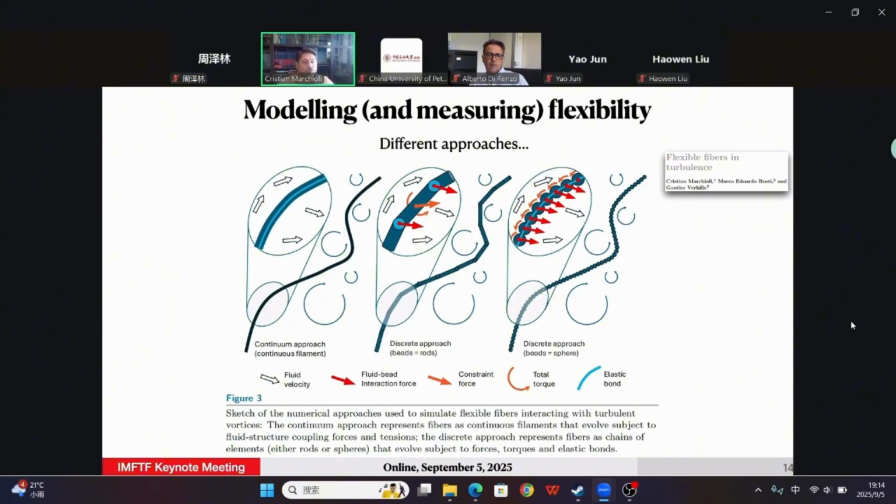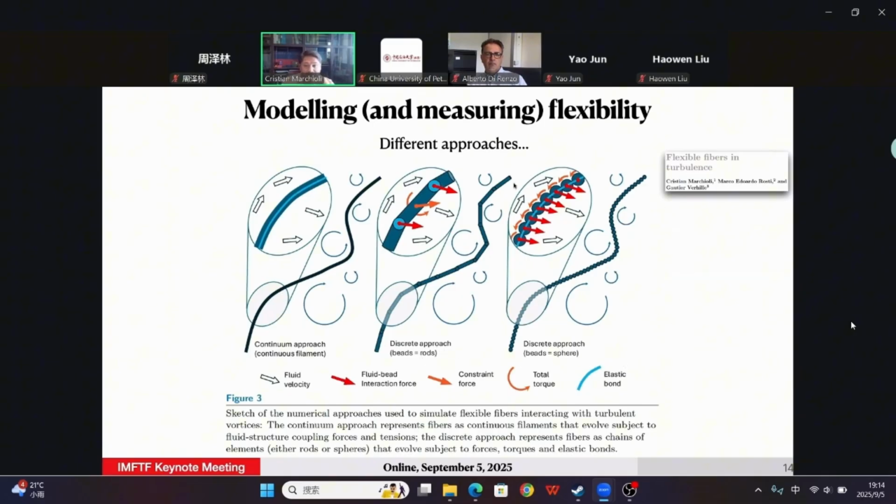Now, if you look at these different numerical approaches, our approach is this one here, the one in the middle. It's a discrete approach in which the flexible fiber is actually modeled as a chain of beads that have the shape of rods. These different elements in the chain are connected by force and torque constraints. I will tell you a little bit more about how we model this chain of little beads later on.